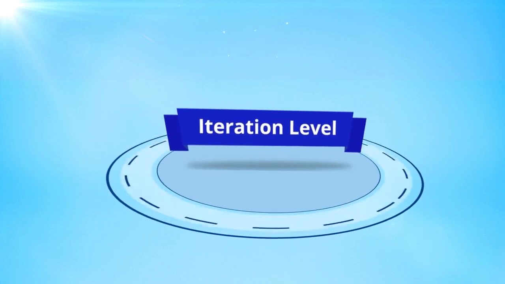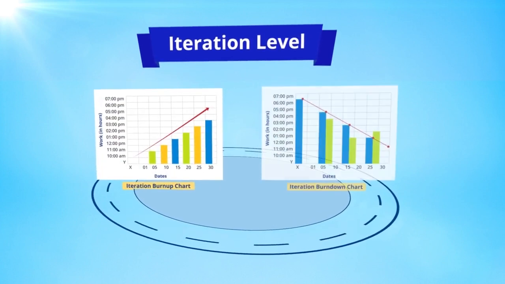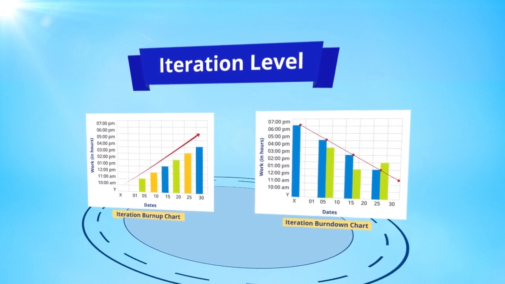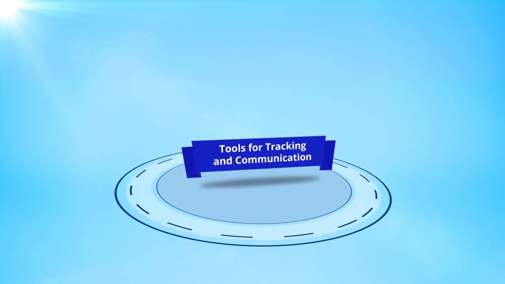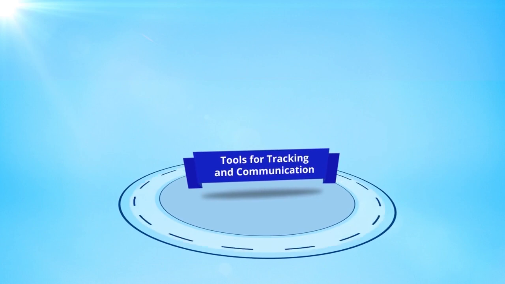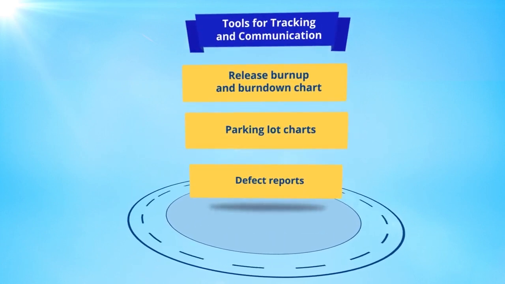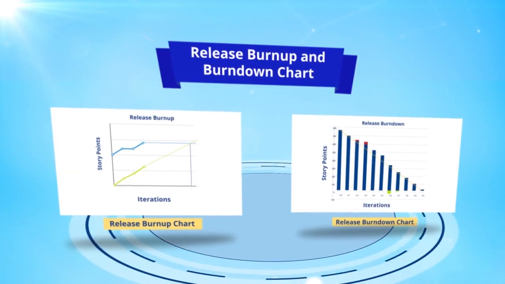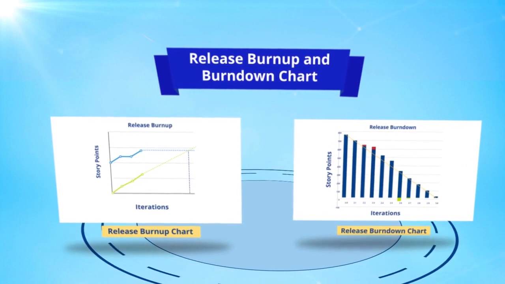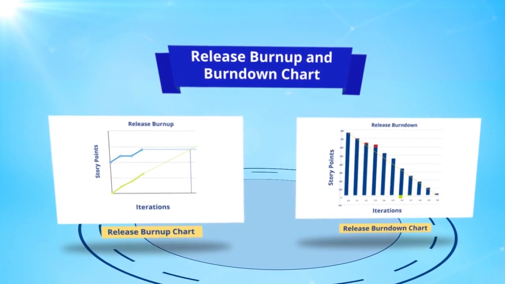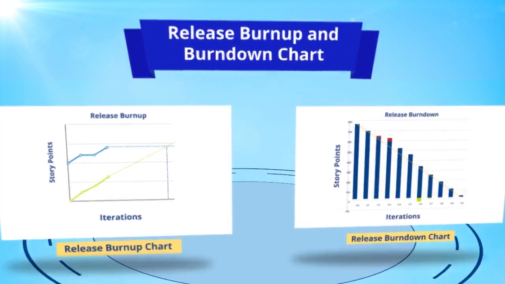Tools for tracking and communicating progress at the iteration level include iteration burn-up and burn-down charts. These tools are specific to the current iteration. Tools for tracking and communicating progress at the project or release level include release burn-up and burn-down charts, parking lot charts, and defect reports. Release burn-up and burn-down charts indicate the amount of work outstanding in a full project instead of in a single iteration. They plot the number of story points in a project against the number of iterations expected to complete the work.